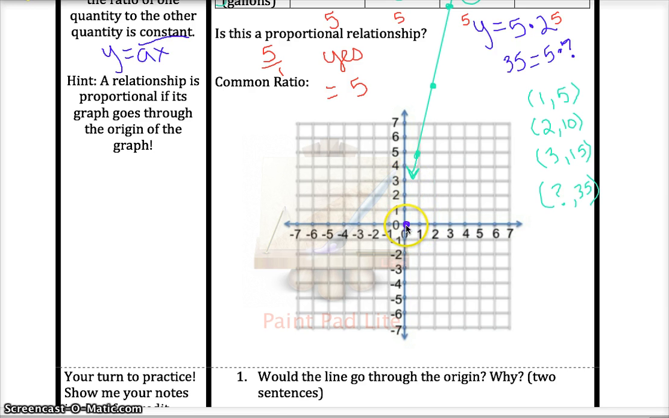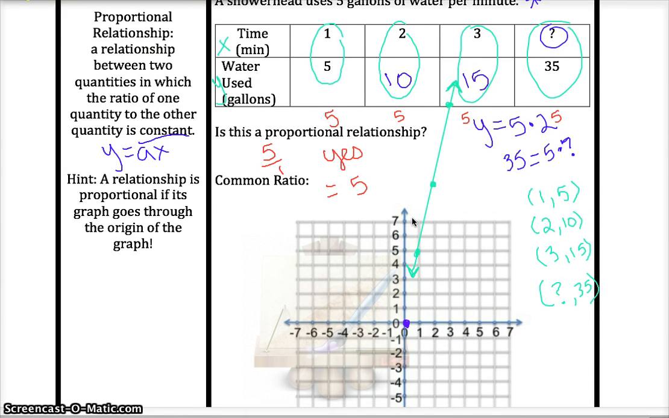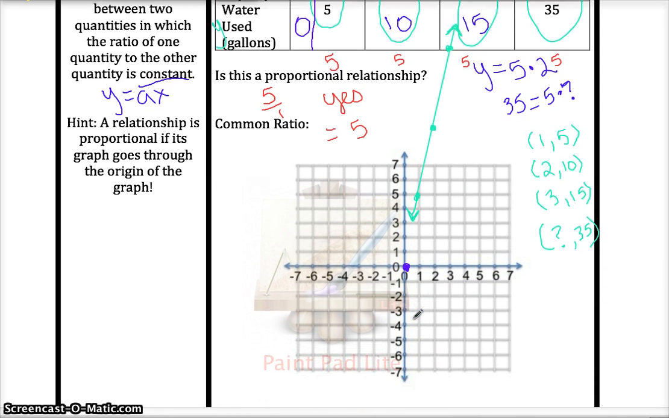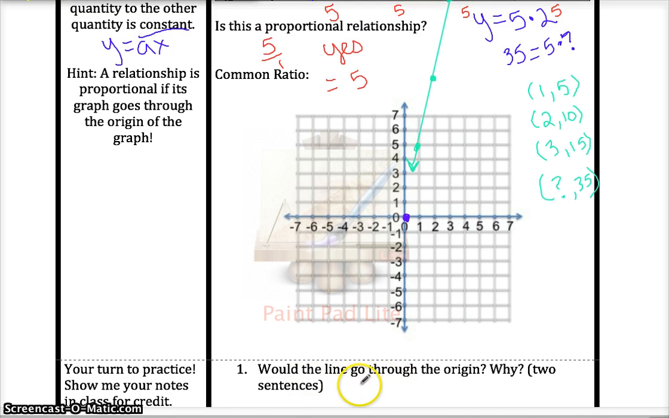So basically, let's figure out what this point 0, 0 represents. So if we go back up to our table, 0, 0 would be right here. We'd have 0. So in 0 minutes of using the shower, how many gallons of water were used? Well, 0. So using that information, would this 0, 0 origin be a part of the proportional relationship that we just graphed on the XY coordinate plane? So it's going to be either a yes or no, and then I'm asking you to explain why.